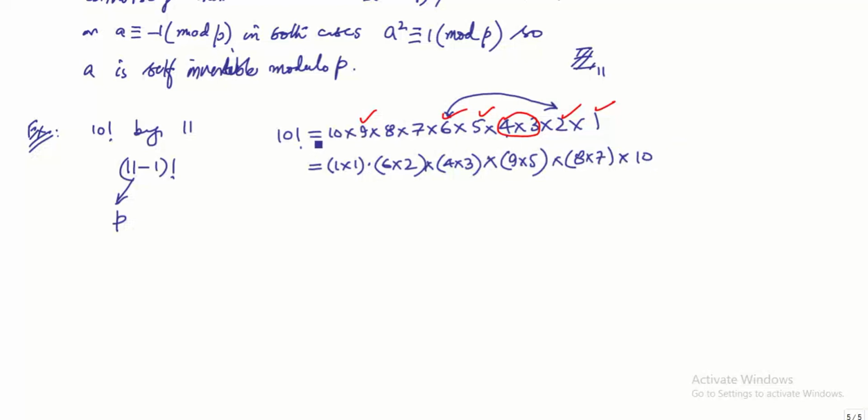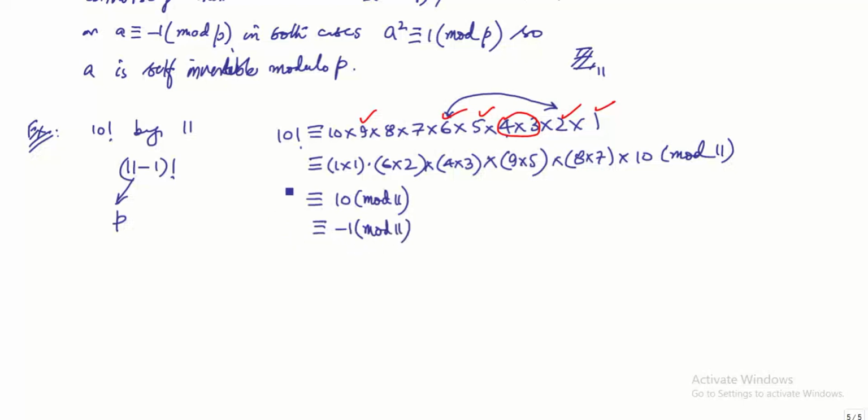Okay, so let me use the congruent sign, congruent modulo 11. So this is 1, this is again 1, this is again 1, and we have only 10 here. 10 modulo 11, and this 10 can also be written as -1 modulo 11.